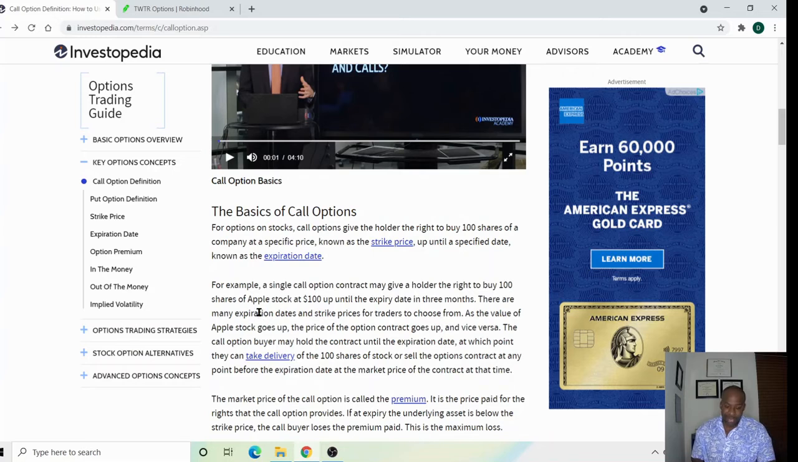So for this example, they use Apple at $100. Anybody that bought this actual call option on Apple at this time feels that the price for Apple will be above $100 before their expiration date. The market price of the call option is called the premium. When you buy a call option, the amount you pay is called the premium, and you would see that in whatever brokerage you're using. In Robinhood, I'm going to show the example. You'll see the prices, the premiums, on the right.